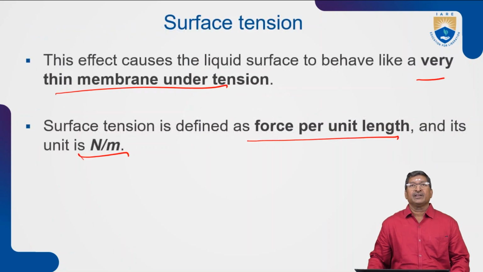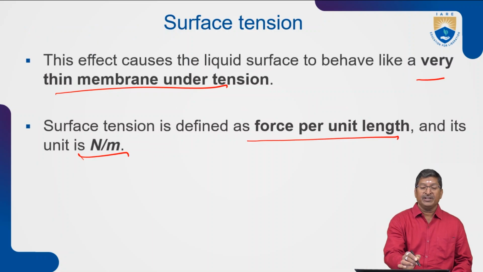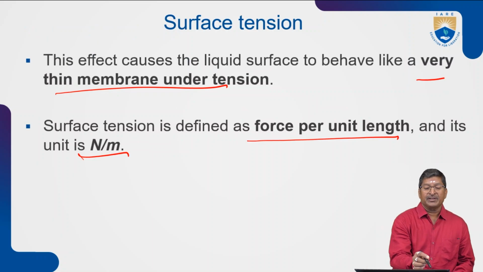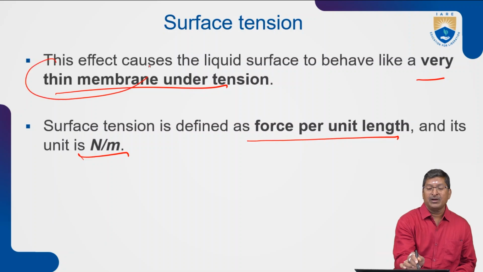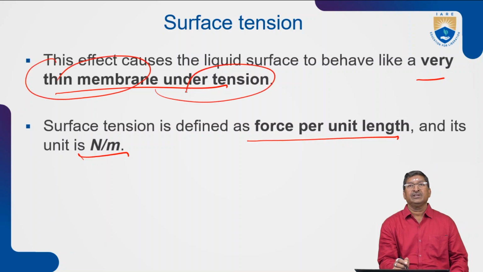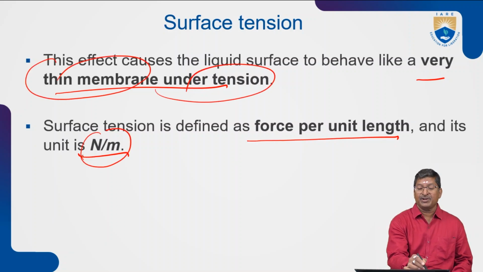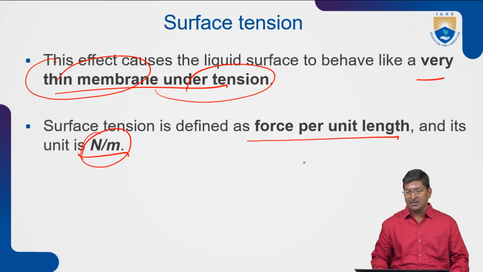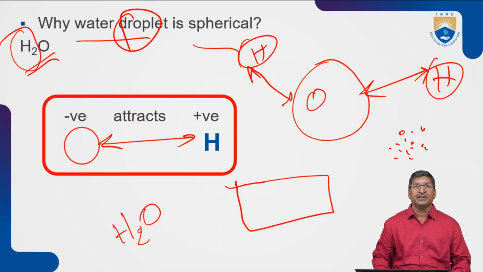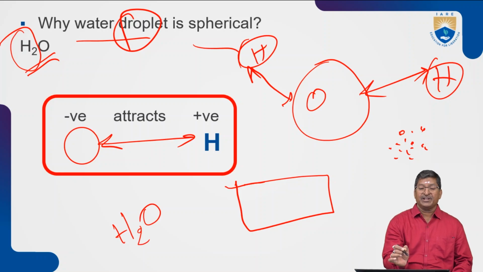So today we learned the surface tension. It is nothing but the thin membrane under tension. The units for this is Newton per meter, the force per unit length. And why is the water droplet spherical? Because of the intermolecular forces.